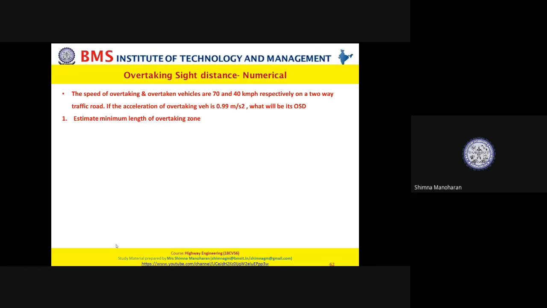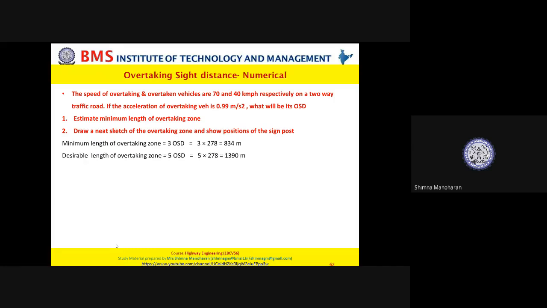So this is the same numerical. You have to determine the minimum length of overtaking zone, and you have to draw a neat sketch of the overtaking zone and show positions of the signpost. How will you compute the minimum length of overtaking zone? I told you the minimum length of overtaking zone shall be 3 into OSD, and desirable length is 5. The minimum that you have to provide is 3, but the desired distance is actually 5 into OSD. So compute minimum distance and desirable length.